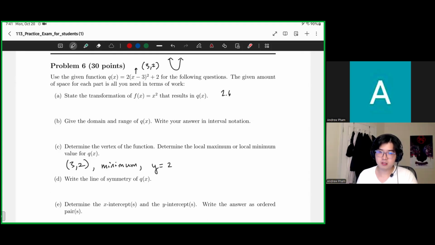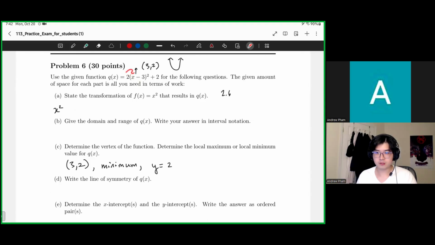But let's say that you got through lecture, or you're doing the practice exam after Friday, after meeting with me. Then you would know that the transformations follow order of operations, right? So the multiplicative transformations come first, and then the additive transformations. And by convention, we would like to work with horizontal transformations first, and then vertical transformations. So to go from x squared to q of x, I first need to look at q and see the transformations that I have.